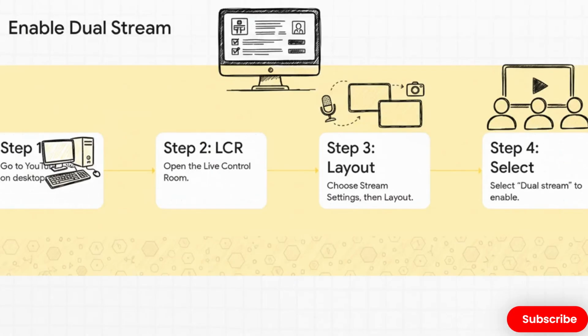And turning it on could not be simpler. You just head to the live control room in YouTube Studio on your desktop, go to your stream settings, find the layout option, and select Dual Stream. That is literally it. Your next stream is going to reach both audiences.